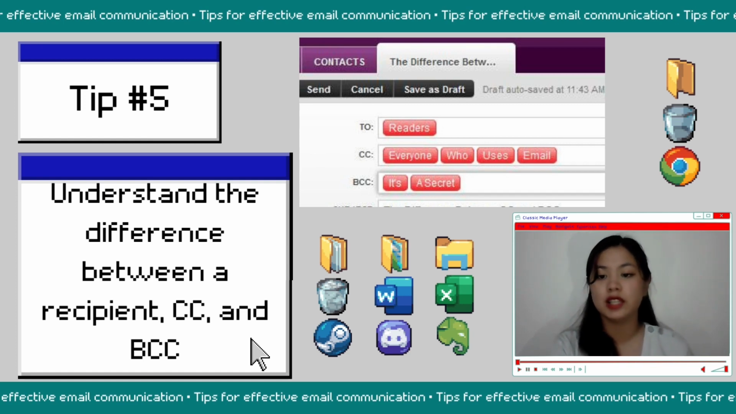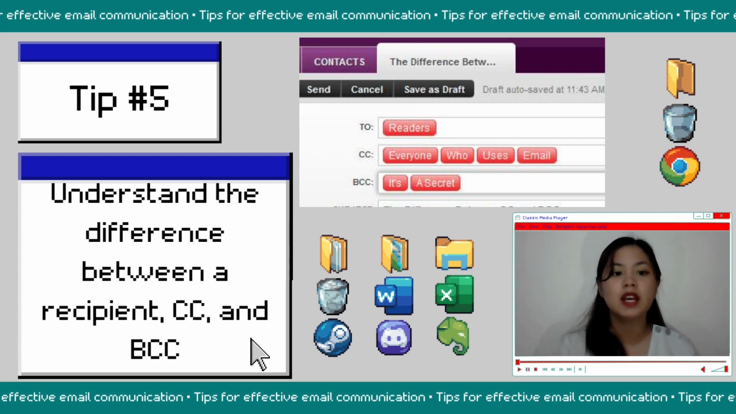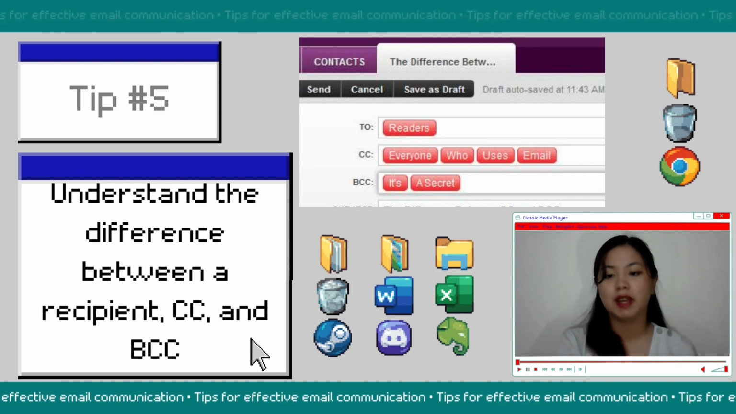Recipient is whom you're sending the email to. Carbon copy: they're not the direct recipient of the email, but the information may be relevant to them. Blind carbon copy sends exact copies of the email to multiple recipients without allowing the recipients to see how many other people received the email.